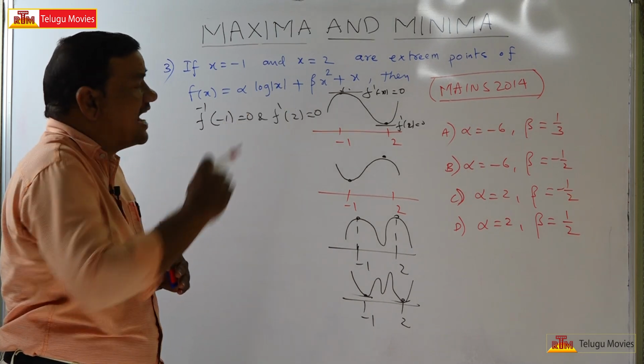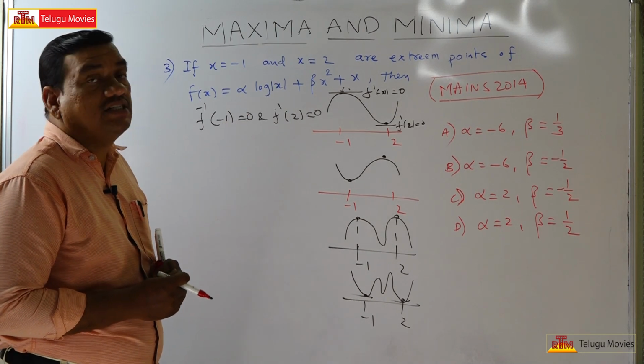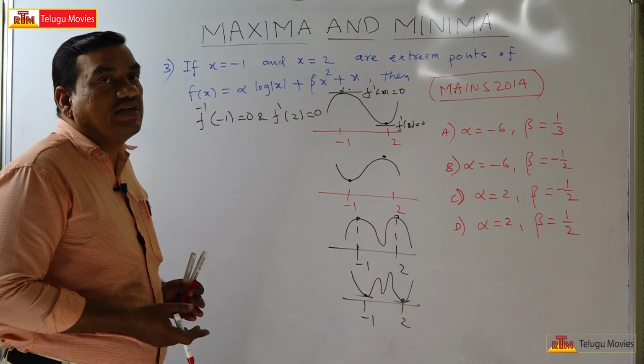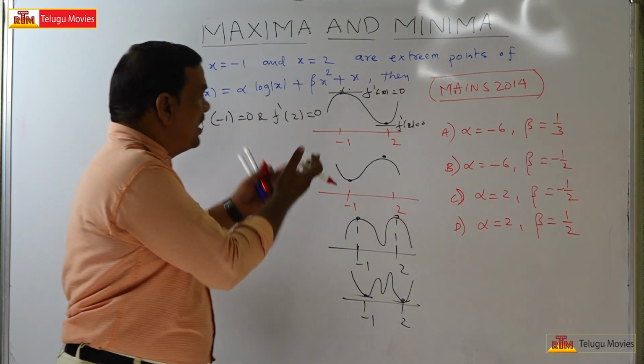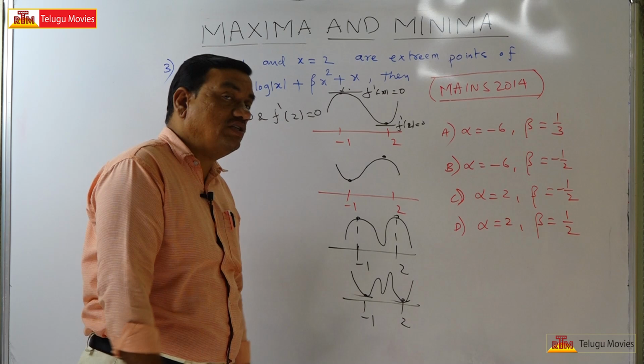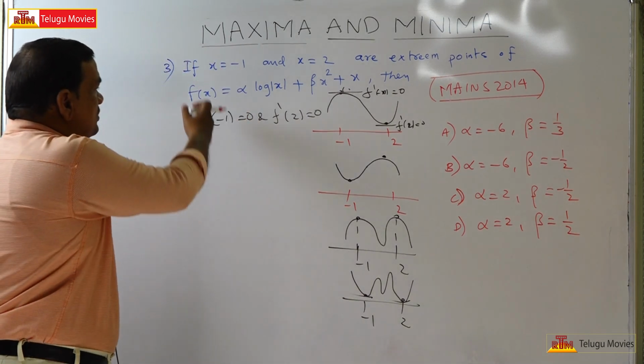Why? Because if you draw a tangent at those points, the tangent will be parallel to the x-axis. Since the slope of the x-axis is 0, f dash of x means the slope of the tangent at the point x is equal to minus 1, and its slope is also 0. Now, let us find out the first derivative.